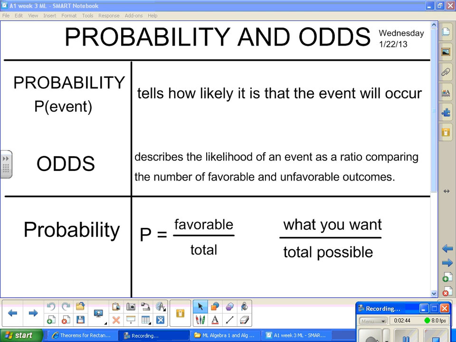So probability is P equals favorable over total. And what that means, favorable is what you want. So what is the probability of me picking a green jelly bean? What I want is a green jelly bean, and the total would be however many jelly beans there are total in the jar. It doesn't matter what color they are.